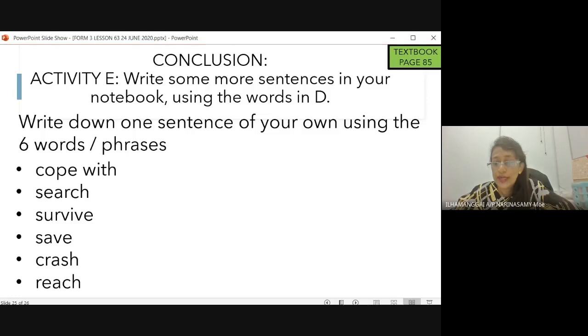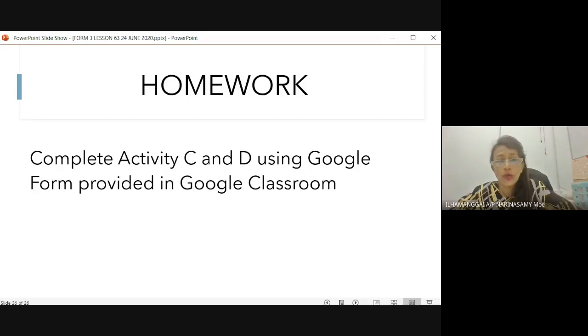Go back to your homework. Complete activity C and D using the Google Form provided in Google Classroom. Now, listen, everyone. I made your life easy. Instead of writing in your exercise book, please complete it using the Google Form in the Google Classroom. It's much easier. You just click the answer. All right, so less paperwork for you. If I can help you by doing that, that's what I do. If not, you have to write. So don't forget, you have to do it.